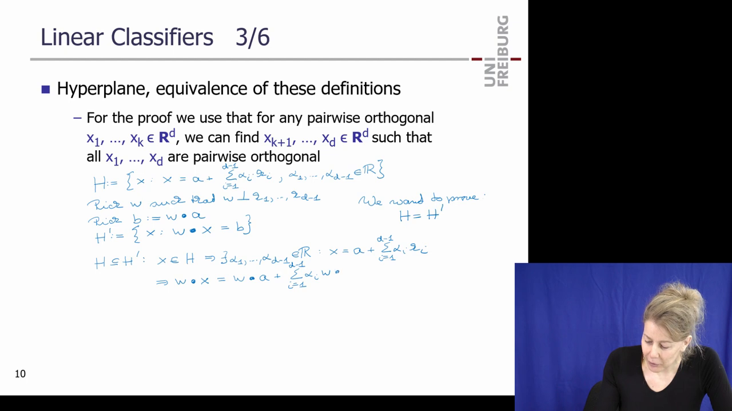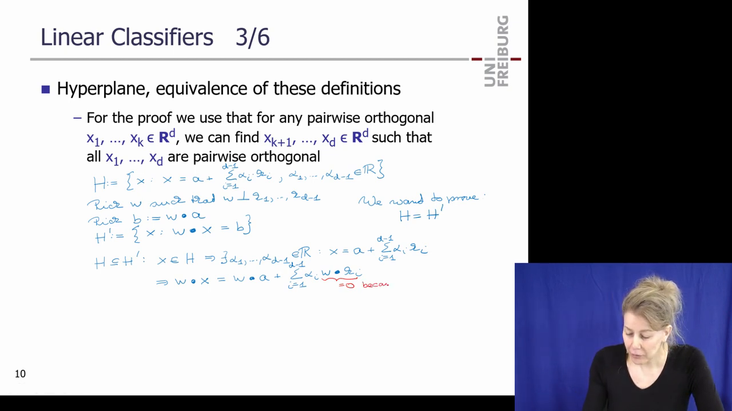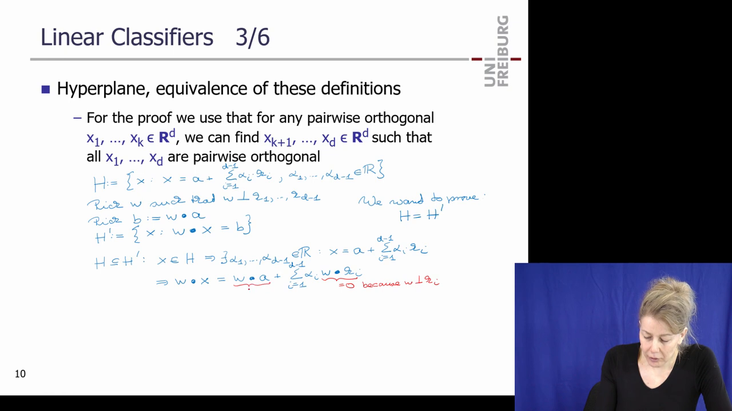So now I have w times h i. This here is, let me do that in beautiful orange, this is zero, because w is orthogonal to each h i, that's just how I picked it, which means, and this is b, by definition, right? I don't have to, and we are done. I mean, that's it. And hence, maybe write it here to save some space. So it's equal to B. That was simple, that was the easier direction. This is equal to B, and hence the x is in H prime.